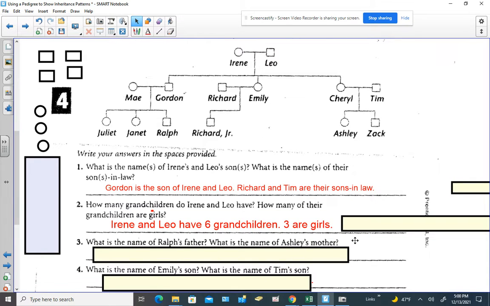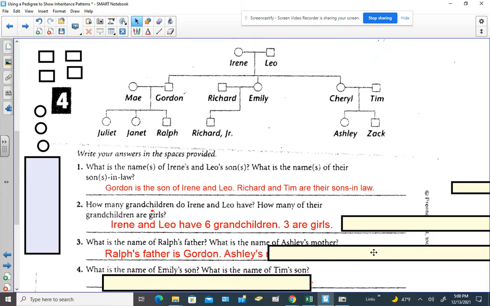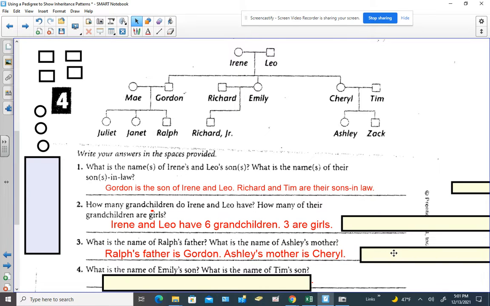Question number 3. What is the name of Ralph's father? What is the name of Ashley's mother? Let's find Ralph and work your way up the little stick there, and this would be the father, right? Gordon. Now, if we look at Ashley, here's Ashley, follow the stick, and we figure out who her mother is. Mothers would be circles, so that would be Cheryl. Ralph's father is Gordon. Ashley's mother is Cheryl. If you need more time to write that down, hit the pause button.